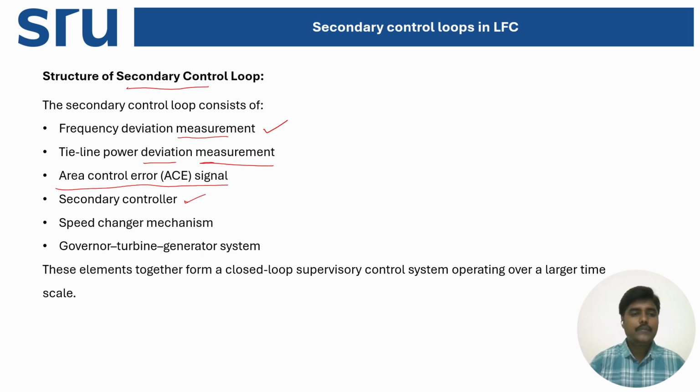And then the secondary controller will be there, which will give the corresponding signals to the speed changer mechanism that is available in the speed governor. And also, of course, we have our governor turbine generator system that is also falling under the secondary control loop. Just like the primary control, all these elements together form a closed loop supervisory control system operating over a larger time scale. So continuously all these elements will operate and will try to attain our objective, that is to maintain frequency equal to 50 Hz.